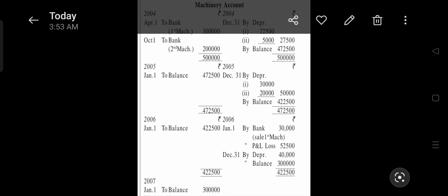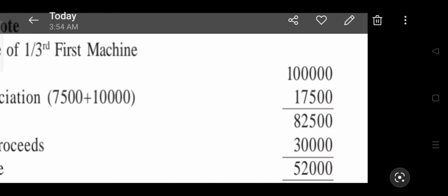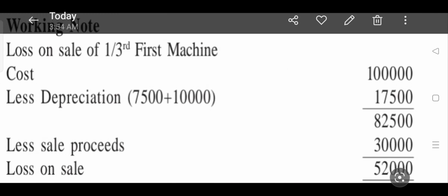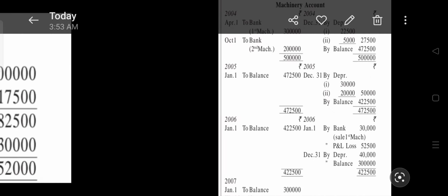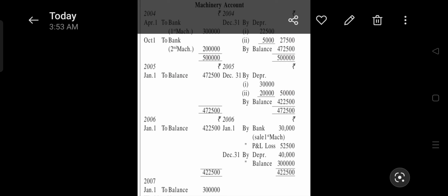Coming to the account, we are not providing the depreciation. By bank, the amount we have received on sale, then we are bearing a loss. If we are writing the loss here as 52,000, it should be 52,500. So here it should be 52,500 in the loss on sale. 82,500 minus 30,000 is 52,500. So as we have sold one third of the machinery, these are the entries for that.